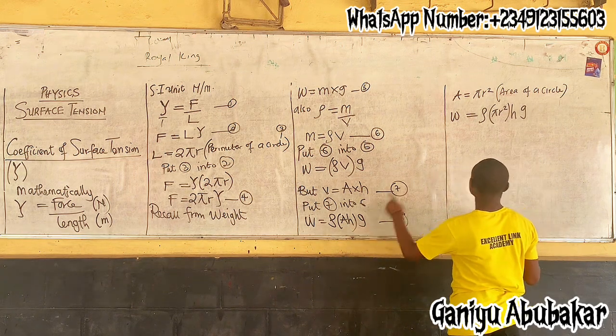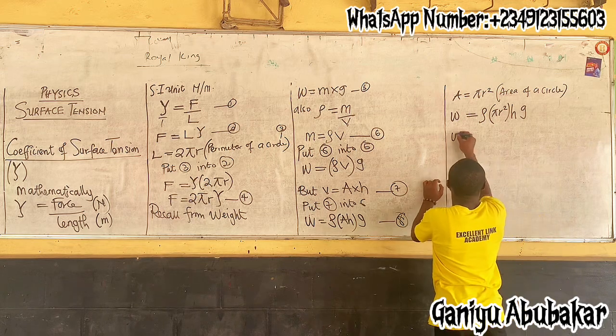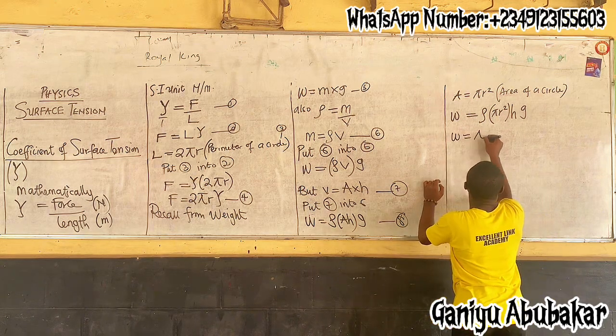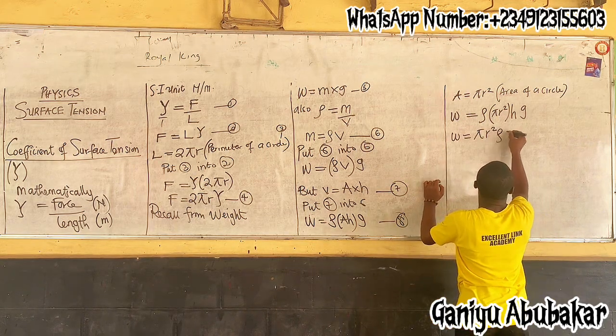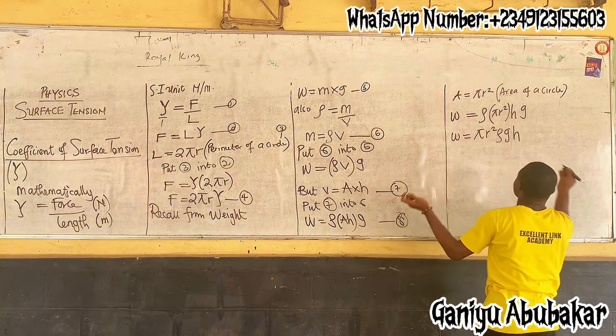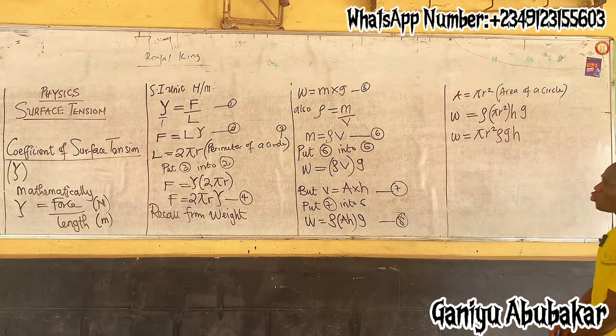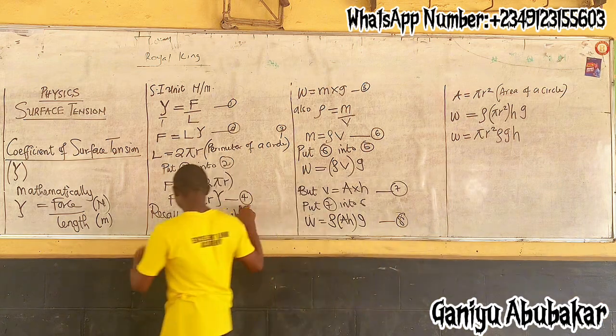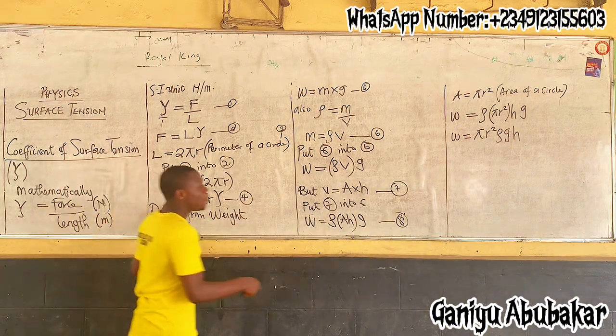Combine what I have there. W is equal to pi r squared rho G H. The same thing. Now hold on. From equation 4, I'm seeing force. Let me call equation what?